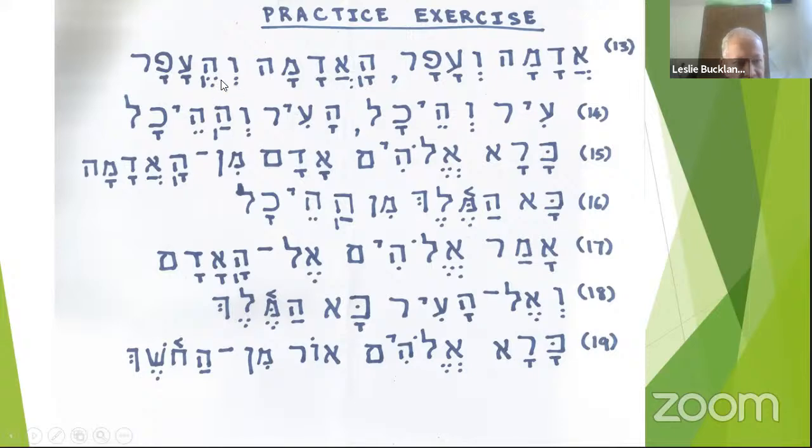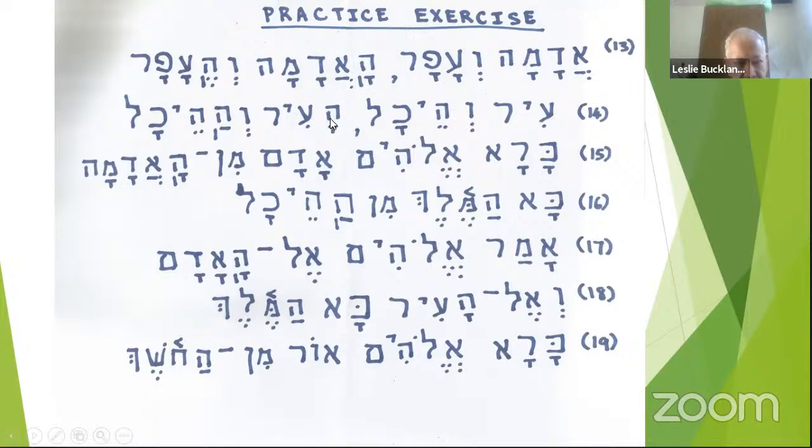Where is the conjunction? And notice that the definite article has a segol underneath the he, because before an unaccented ayin followed by kamatz, there has to be a change of the vowel from pathach to segol. So he-afar, this is the ground and the dust. Ir is city, where is the conjunction and, hekal is palace or temple. So we have city and palace, or city and temple.